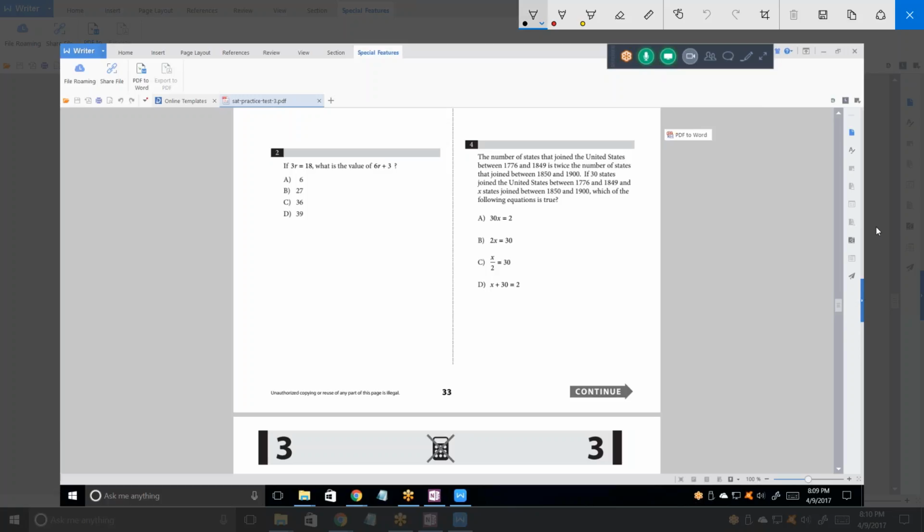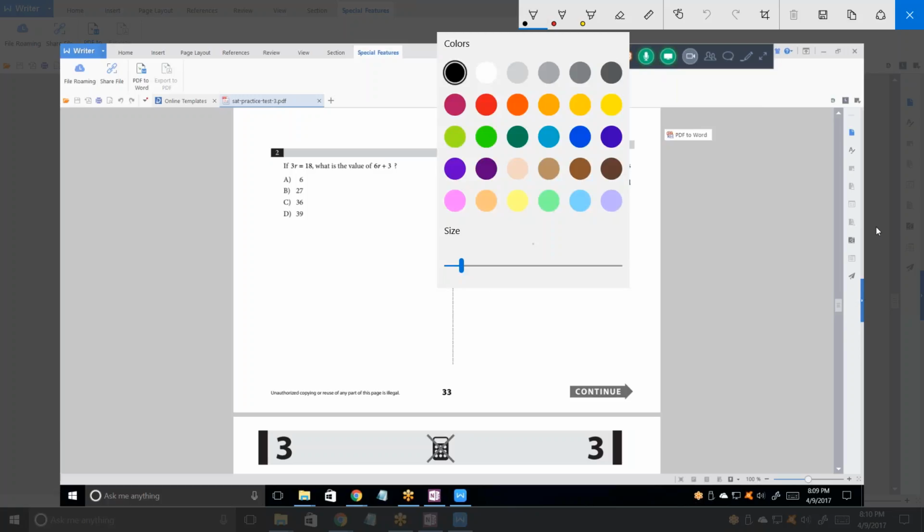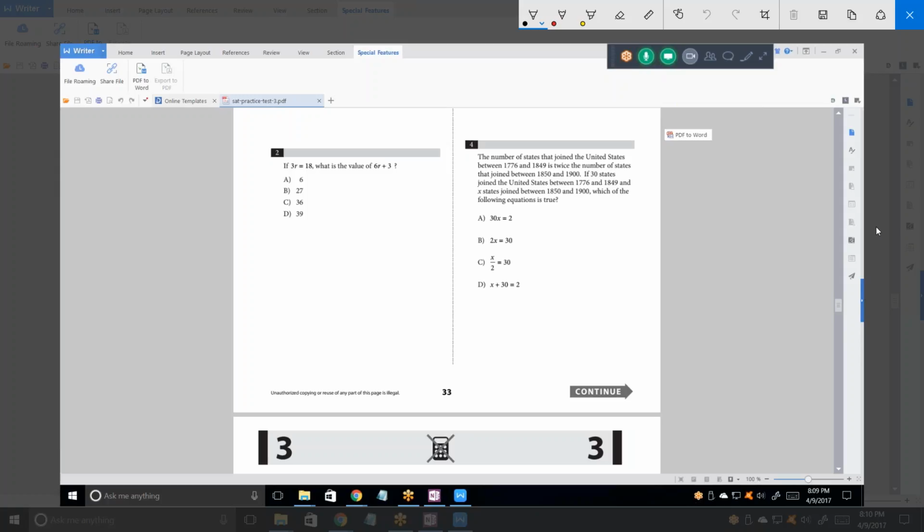That's awesome. I got a new little thing on my computer, a power that I never knew I had. Oh, cool. It allows me to write on any document.